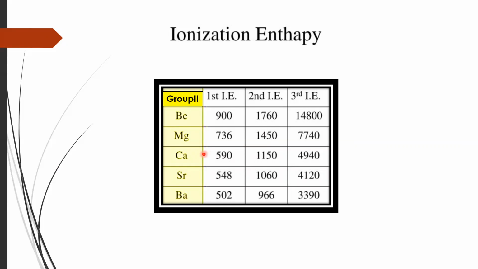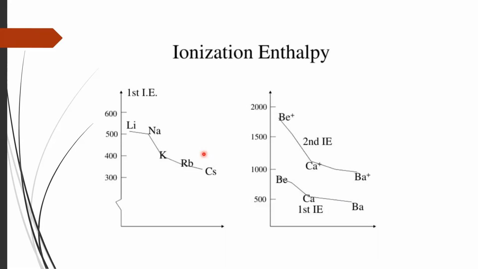After removing one electron, it becomes Mg plus. Now, to remove the second electron, we need to apply more energy because of the decrease in the atomic radius. And the third has to be the highest, because after removing the second electron, Mg attains its noble gas configuration, that is 2, 8. Hence, it requires lots of energy to remove the third electron. You can see the graph for the ionization enthalpy of group 1 elements as well as group 2 elements.